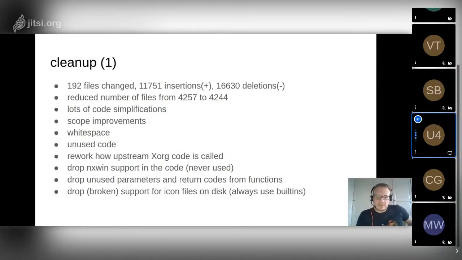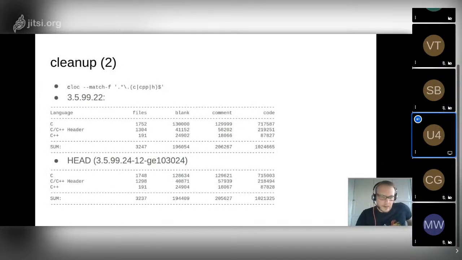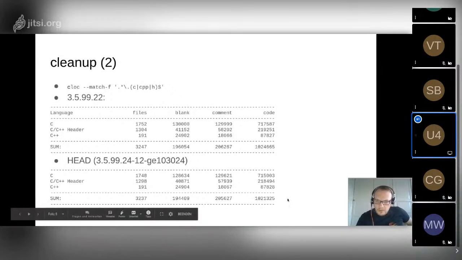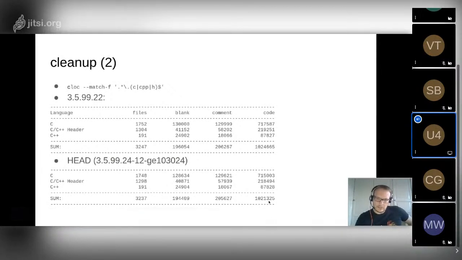And then I streamlined some functions because they had some unused parameters, and they had some return codes that nobody ever used. Okay, and here's again the broken support for icon files, so logo files on disk. I don't know if that is readable for you or it's too small. I just did some statistics about the code. As you can see, I had some notable reductions, about 3,000 lines of code that got dropped.